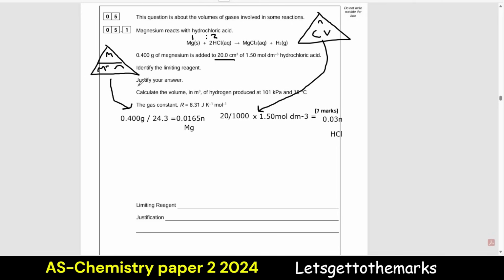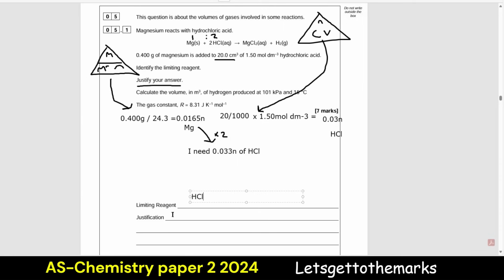So the way to justify our answer here is to say, how much HCl would I need to react with 0.0165 moles of magnesium? Well, let's times that by 2. 0.0165 times 2 equals 0.033 moles of HCl. So my limiting reactant is obviously HCl. I don't have enough.